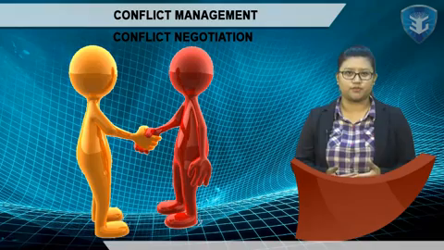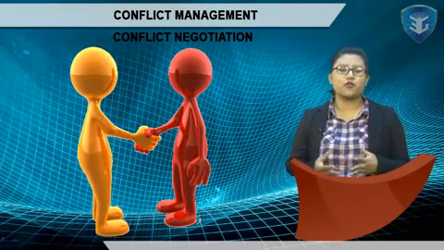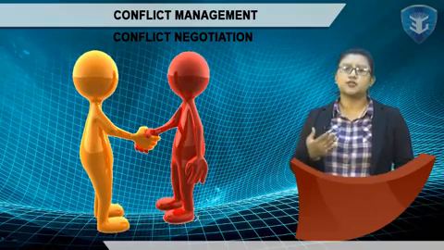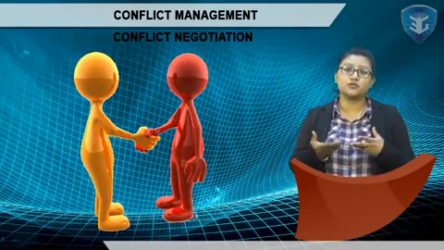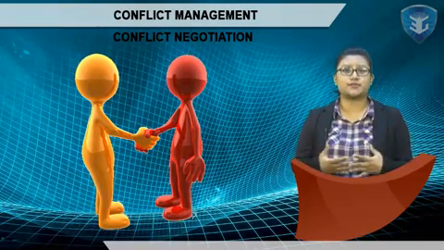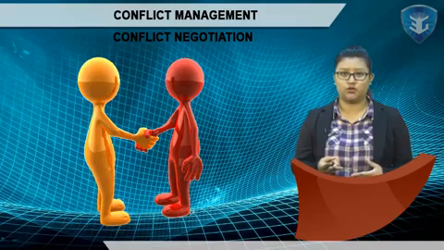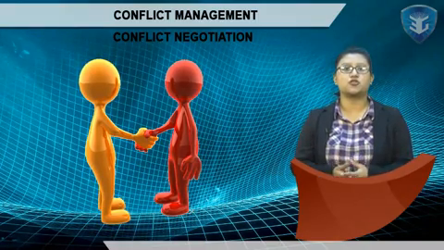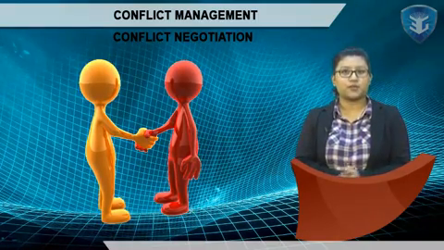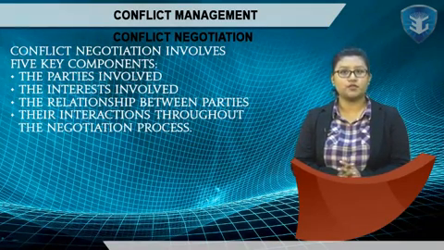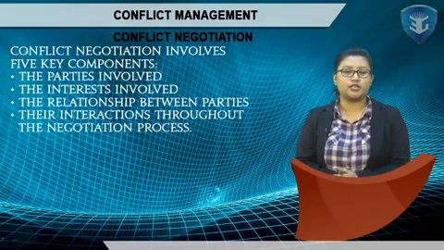Conflict negotiation. Conflict negotiation is a back and forth communication process designed to anticipate, contain and resolve disputes so that parties with some shared and some opposing interests can reach mutually acceptable solutions. Conflict negotiation refers to a voluntary two-way communication in which parties involved control both the process and the outcome. Conflict negotiation involves 5 key components: the parties involved, the interests involved, the relationship between the parties, the interactions throughout the negotiation process.